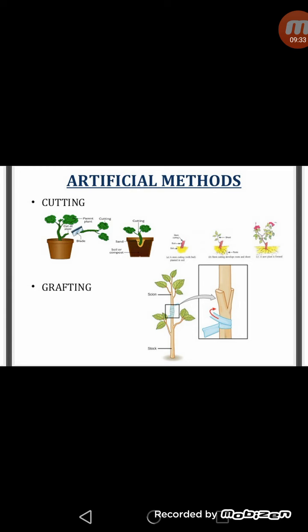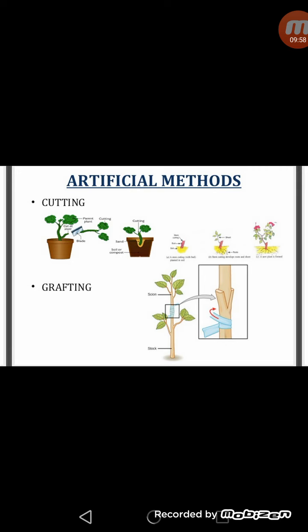So in cutting, we generally take a small piece of a stem of the parent plant which has some leaf buds, and it is called a cutting. When such a cutting is planted into soil, it develops roots and grows into a new plant. Bougainvillea, sugarcane, cactus, rose, etc. can be grown from their cuttings.